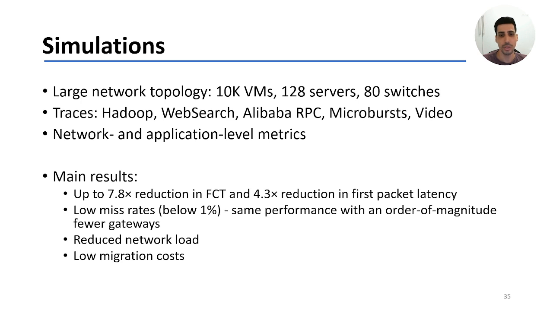We show that we can significantly reduce both flow completion time and first packet latency. We show that we can achieve very low miss rates, so we can get the same performance with an order of magnitude fewer gateways. And as a result, we also reduce the network load because packets can be sent directly without entering the gateway pod at all. Finally, we also show that we can handle updates efficiently.